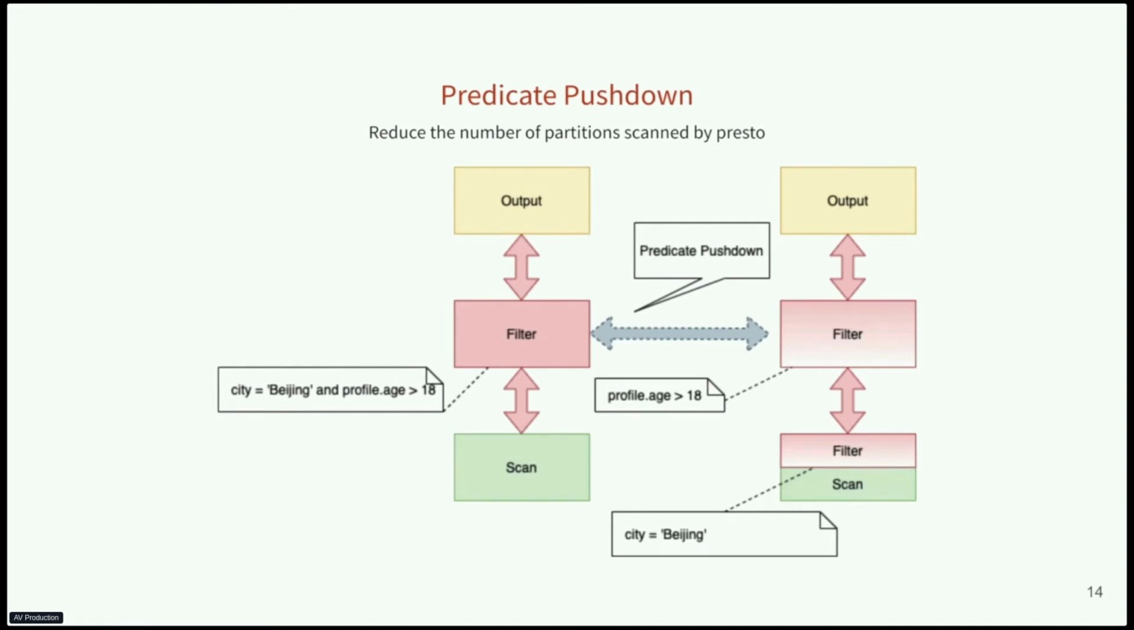They regenerate the plan with the city's name. That means if we partition by the city, we don't need to scan other partitions. And also we can use the stats of each partition to narrow down the partitions we need to scan.